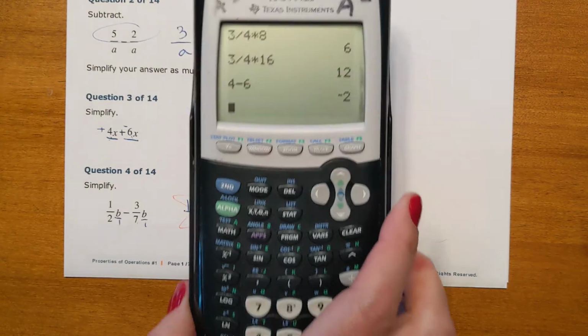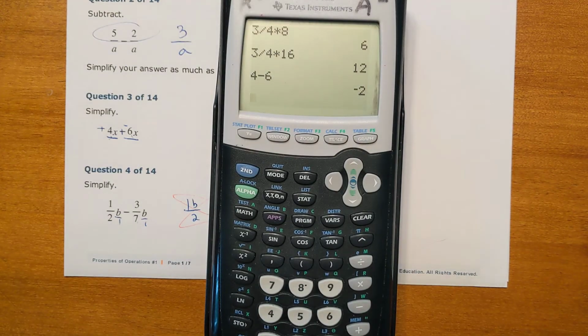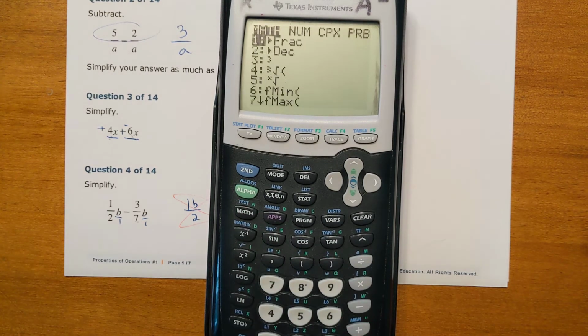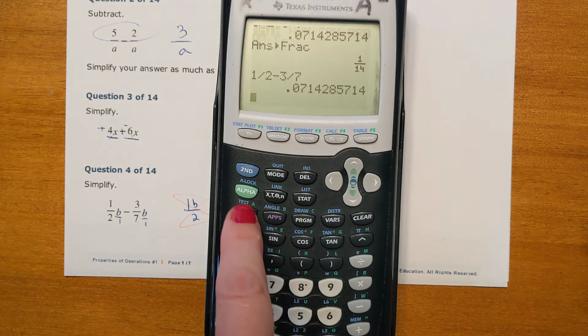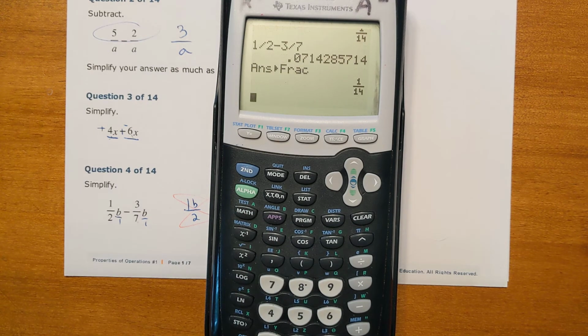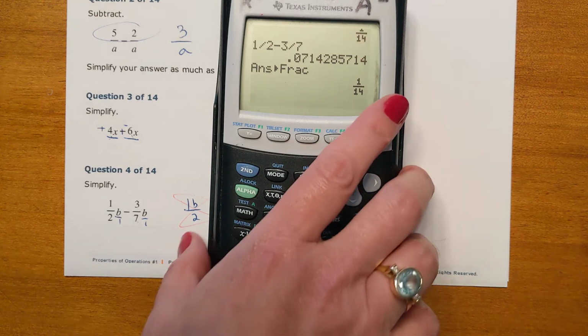But if you want to use your calculator, there's not a fraction key on the fancy calculator. What you got to do is just divide. So it's 1 divided by 2 minus 3 divided by 7. Hit enter. And then you hit math, enter, enter. And it changes it back to a fraction for you of 1/14. Fraction is division, so 1 divided by 2 minus 3 divided by 7, and it tells you the answer is 1/14.